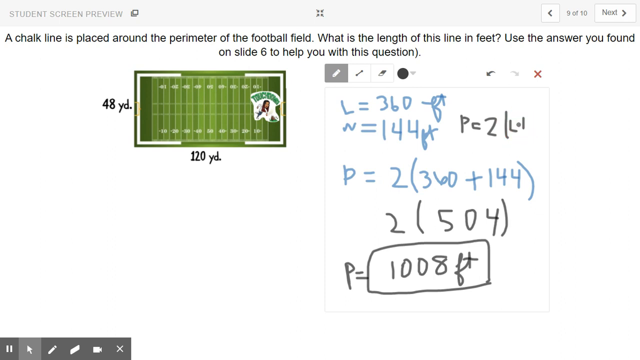You could double your length. You could add your length and width and then double that. That's a faster way to find perimeter. But again, you could always double the length plus double the width, or add length plus width plus length plus width.